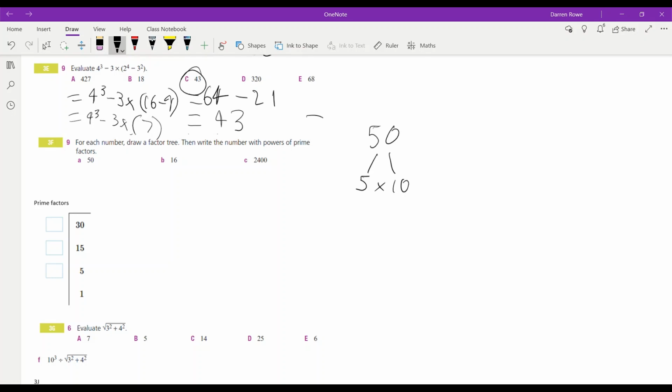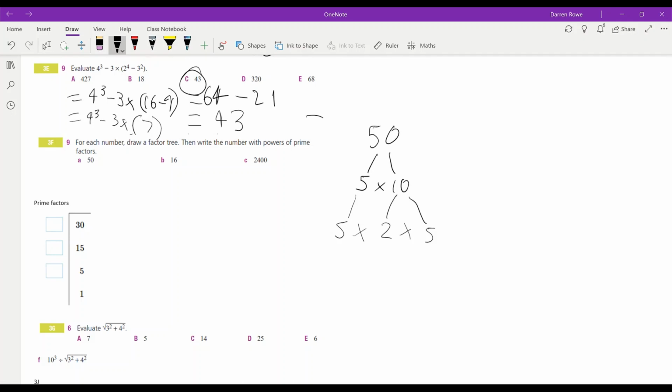Now, can you divide 5 by anything? No, because it's a prime number, so you've got to do the next stage then. And then 10, what can you divide 10 by? Well, you can divide it by 2 and 5. And so 2 times 5 is 10, and they are actually both prime numbers. So because of that, that's the final answer.